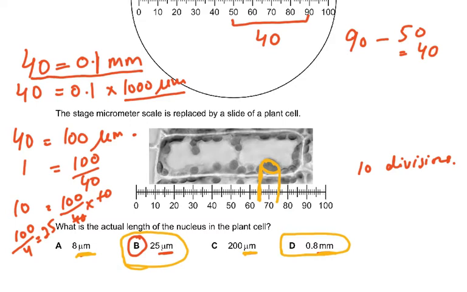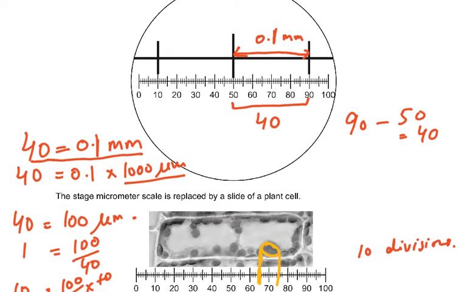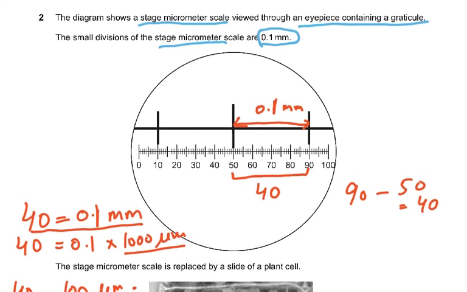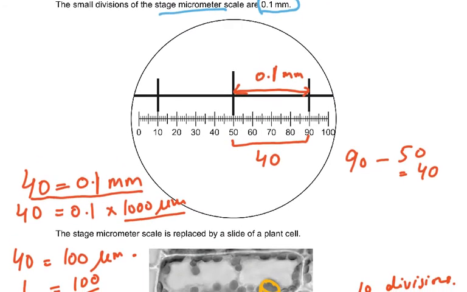If it's 25 micrometers, then how many millimeters is that? You see, 1 millimeter is equal to 1000 micrometers. So then you multiply this and it will become micrometers, but you knew the answer was 25 micrometers. So this is how you are going to figure this out, and this is how you do this question. You remember that what is given in the question is the stage micrometer and the eyepiece graticule, and the stage micrometer scale is 0.1.